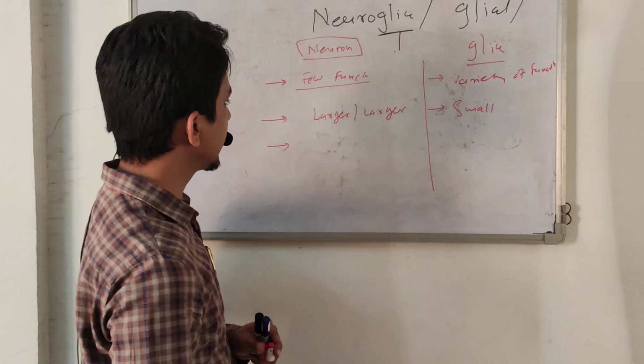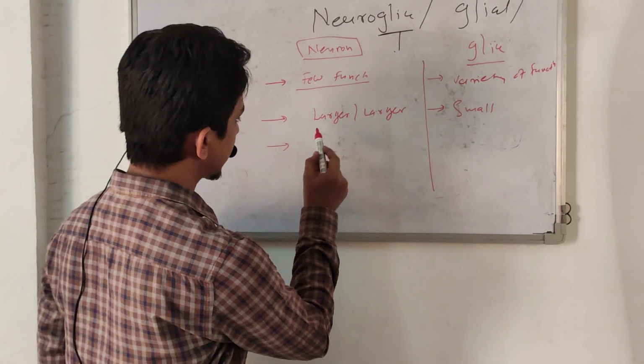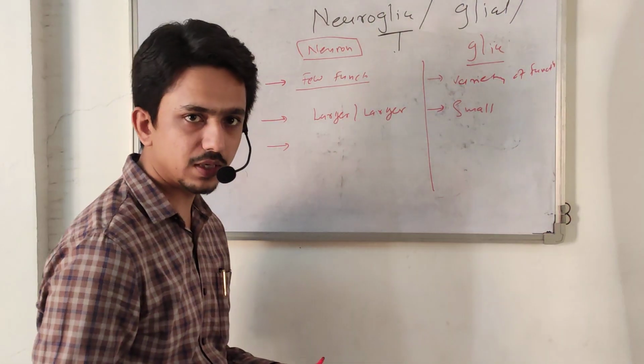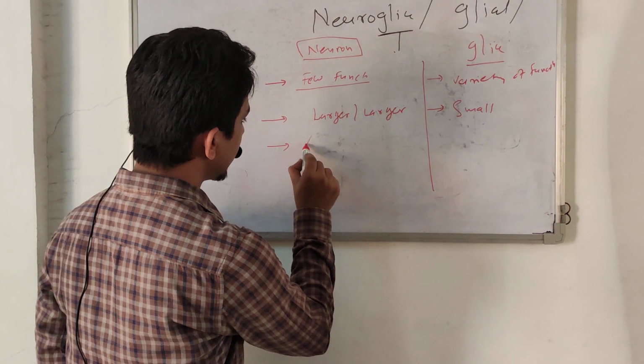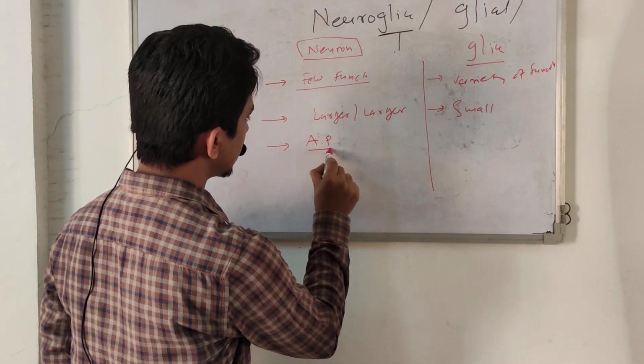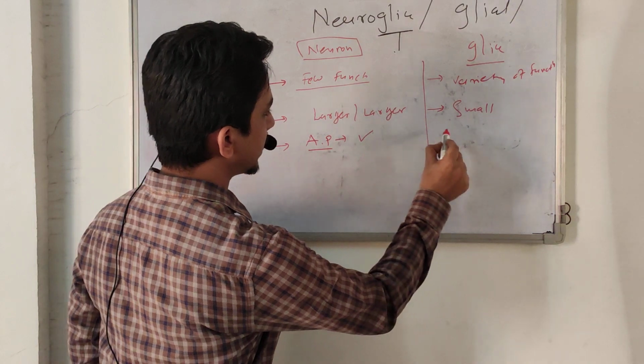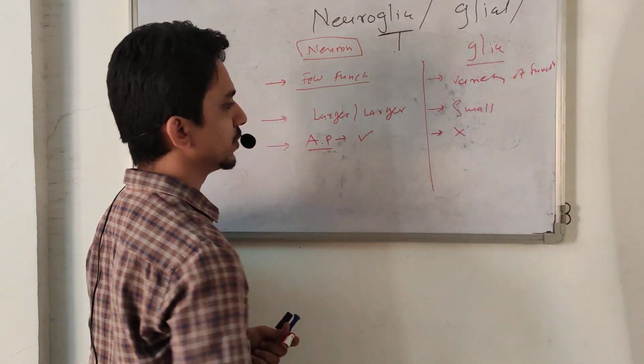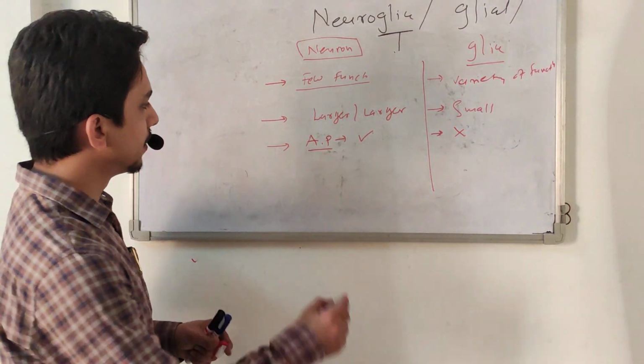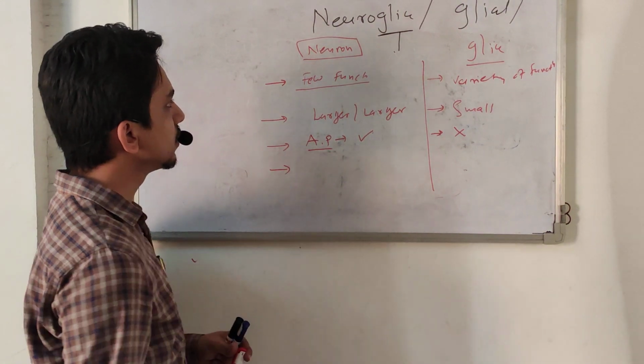And you can say they are excitatory cells or impulsive cells. They can generate the action potential, but they cannot generate the action potential. Okay. More functions about the neuron and glia.